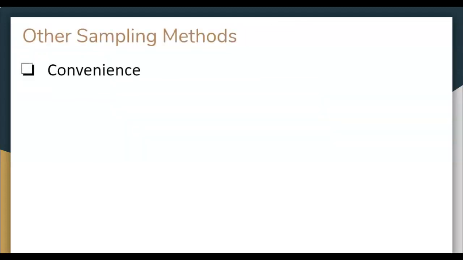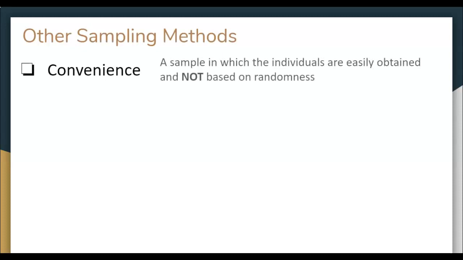Another method is convenience, which is really not a good strategy because it's not random. So these are the people at the mall, taking your example, or going door to door, or they are individuals participating in a survey that are not chosen using random sampling. So by doing this, the sample is not a representation of the population. That's why it's not a good sampling method.